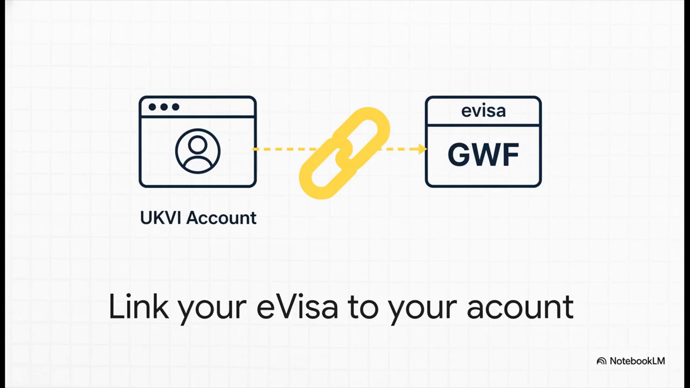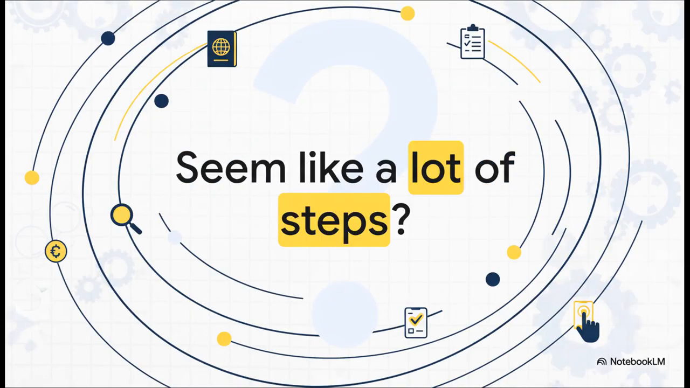The very last step is linking your immigration status. You'll be prompted to enter your visa application number. That's that GWF, or Global Web Form number from when you applied. Just enter that, and your eVisa will finally appear right there in your account. And there you have it.